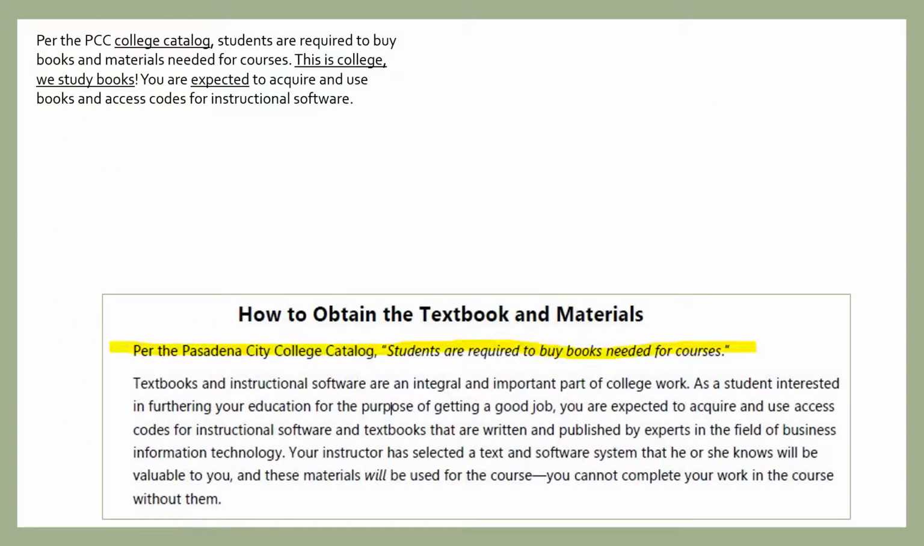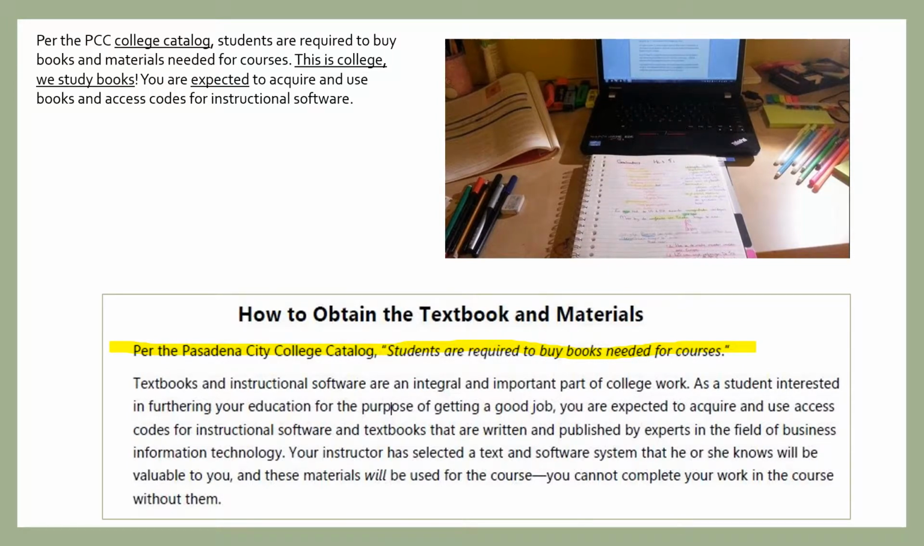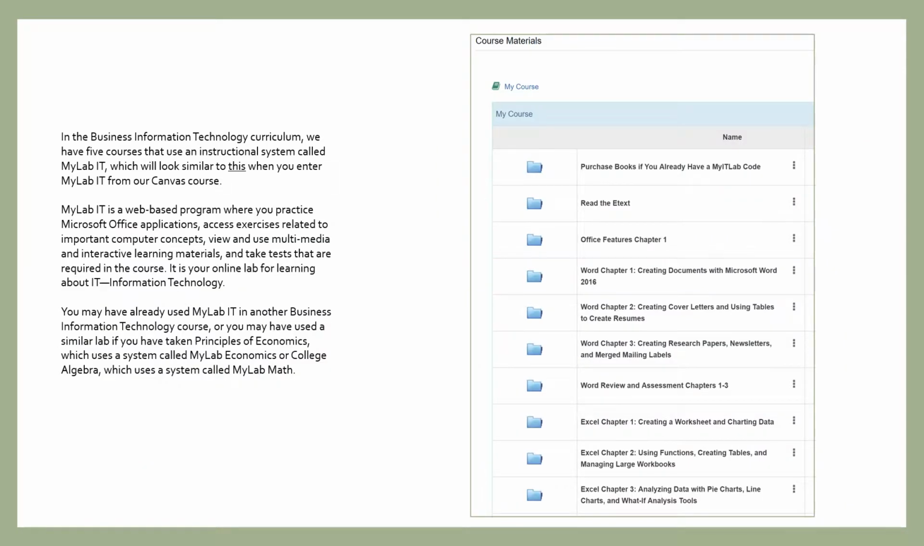Per the PCC College Catalog, students are required to buy books and materials needed for courses. This is college, we study books, and you are expected to acquire and use books and access codes for instructional software. In the Business Information Technology curriculum, we have 5 courses that use an instructional system called MyLab IT, which will look similar to this when you enter MyLab IT from our Canvas course.